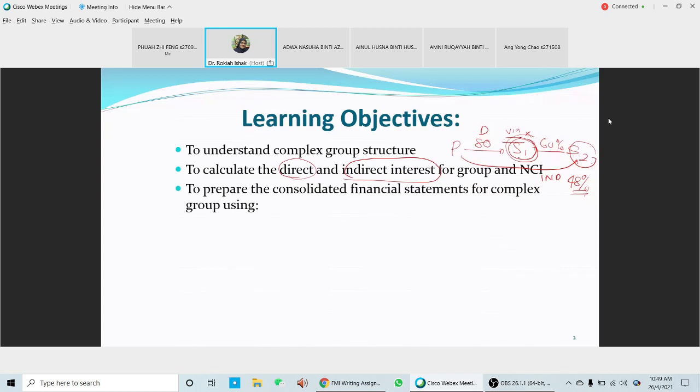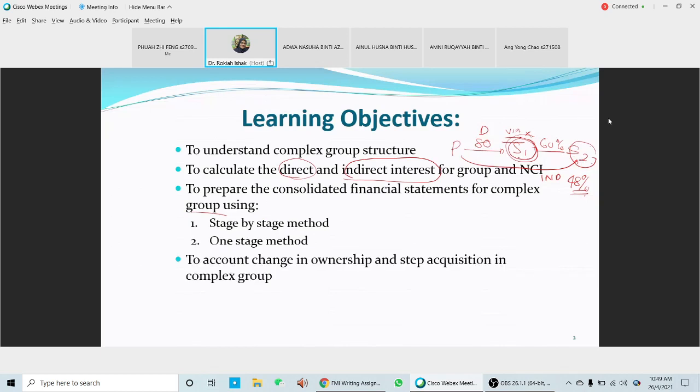Okay, we are going to calculate the direct and indirect interest for the group and NCI, and prepare a consolidated financial statement. For a complex group, we have two methods: the stage by stage method and the one stage method. Then we also have changes in ownership. Changes in ownership may be an increase in shares, or a disposal that reduces the share. Increase in shareholding or disposal is what we have for changes in ownership when you have a more complicated complex group. Part 2.